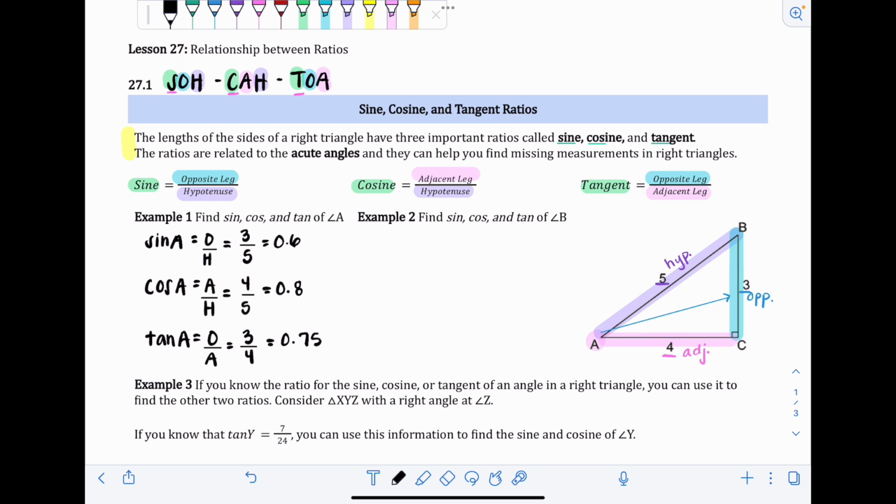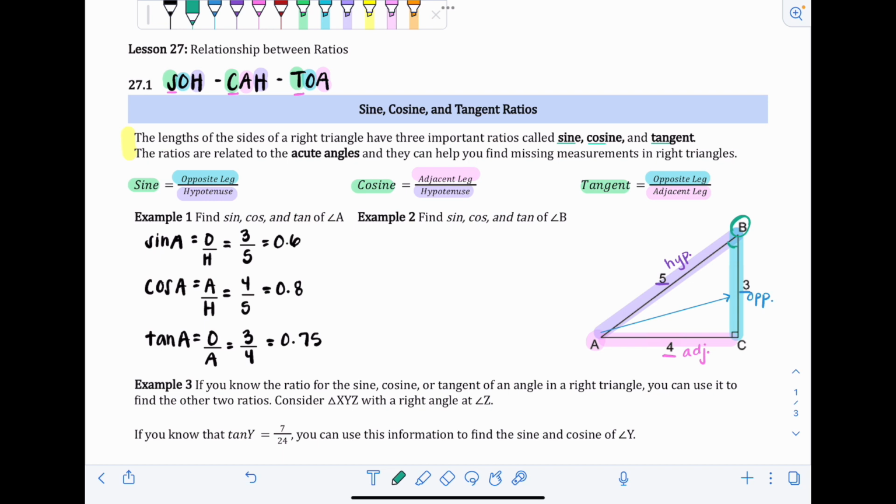And then example 2 is going to look really similar. We're just finding the sine, cosine, tangent of a different angle. Before we really get started with example 2, I want to point out that if I change angles, so let's say I change my focus to angle B right here, then the labels that I have on the triangle no longer make sense.